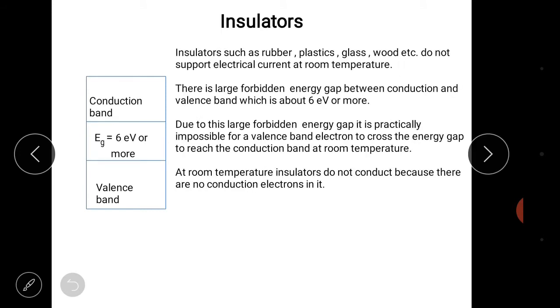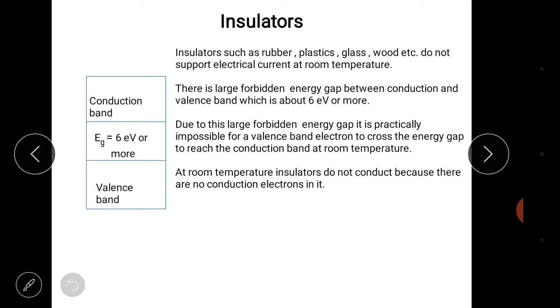Insulators. Insulators such as rubber, plastics, glass, wood, etc. do not support electrical current at room temperature. There is a large forbidden energy gap between the conduction and valence band, which is about 6 electron volt or more, as shown in the energy band diagram of the insulators.